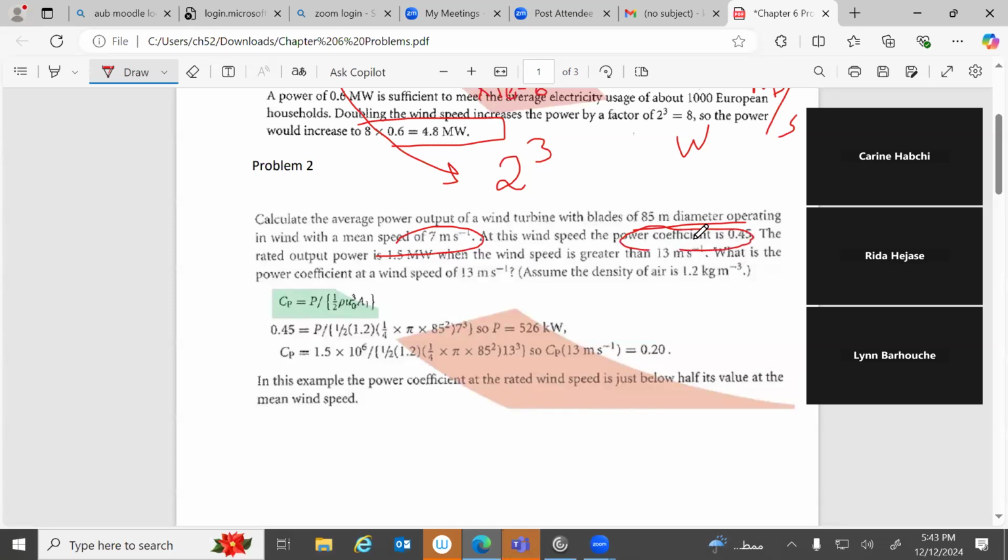So if you remember, we said that the coefficient of performance by definition is like an efficiency for our turbine. It's equal to the power extracted over the maximum possible power that can be extracted if we have a velocity u0 passing by the cross-sectional area.